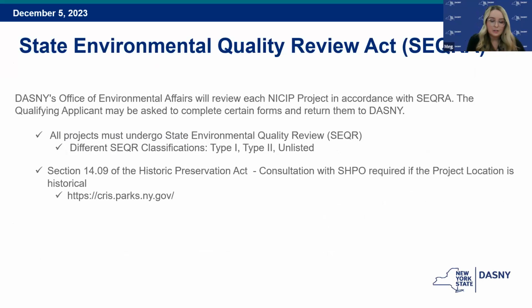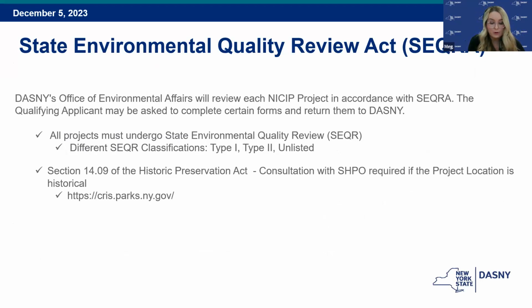There are 3 different SEQR classifications. Type 1 means that the project is on a list of actions likely to have adverse impacts or a known impact. Type 2 means it's on a list of actions not likely to cause adverse environmental impacts, and unlisted means that it's not on a Type 1 or Type 2 list. DASNY's Office of Environmental Affairs completes a SEQR review on all projects that we receive for grants.